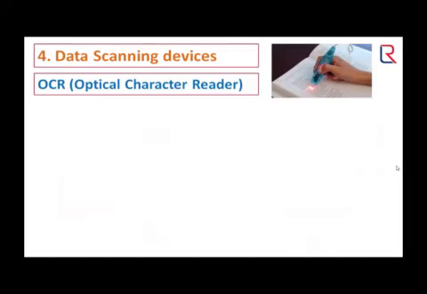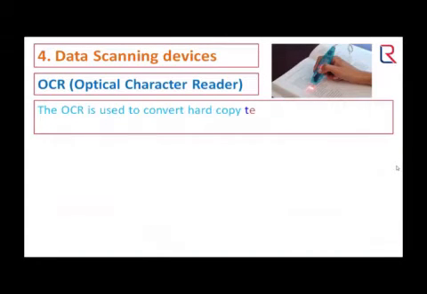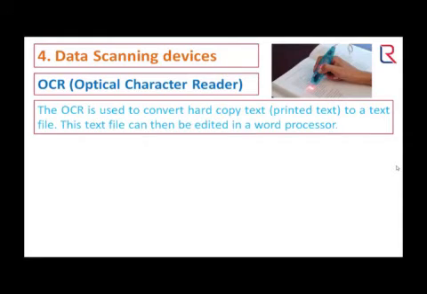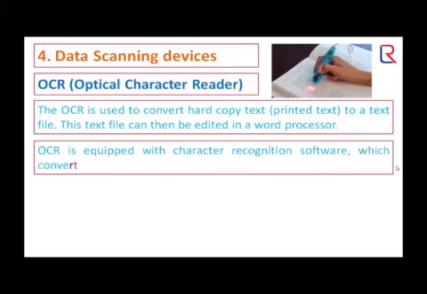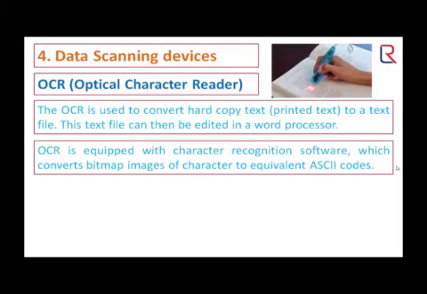And OCR, optical character reader. The OCR is used to convert hard copy text to a text file. This text file can then be edited in a word processor. OCR is equipped with character recognition software which converts bitmap images of characters to equivalent ASCII codes.